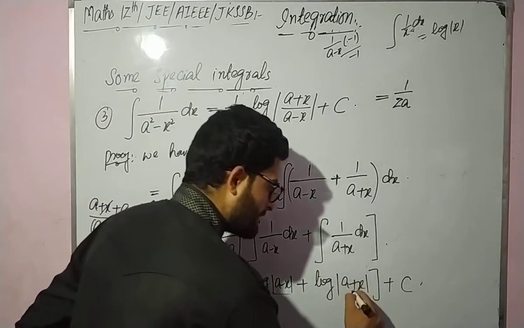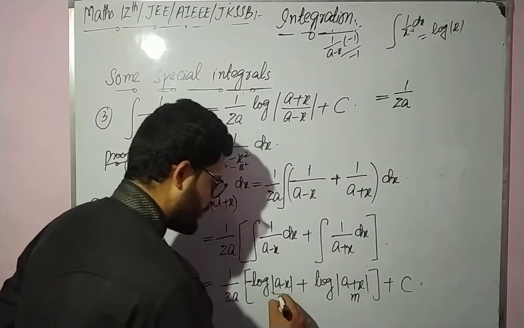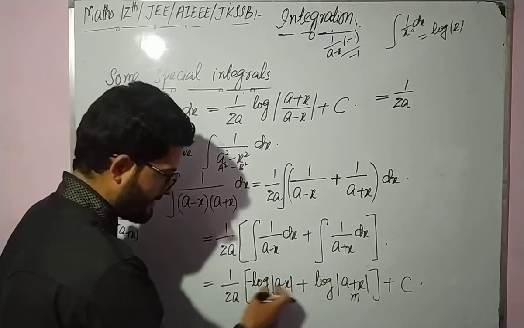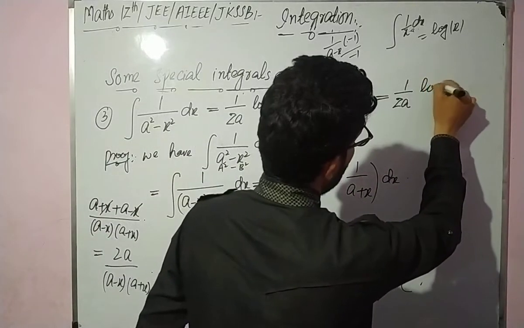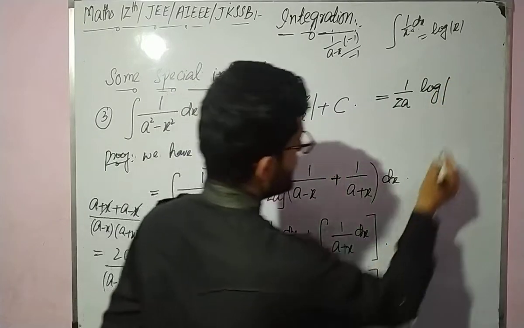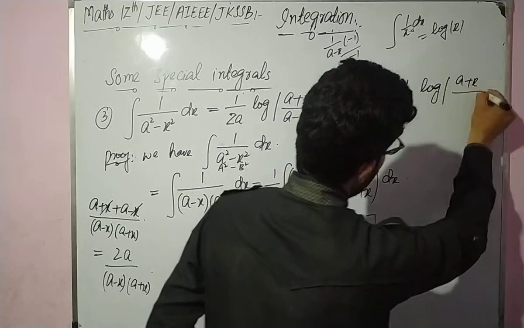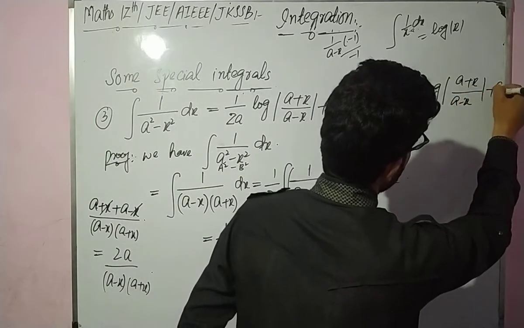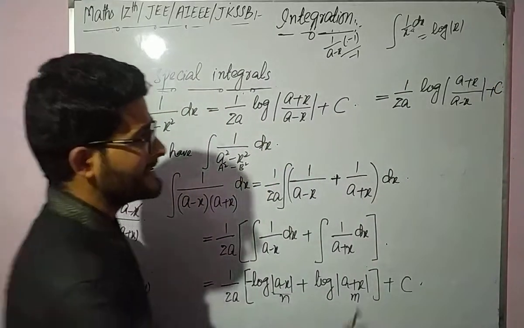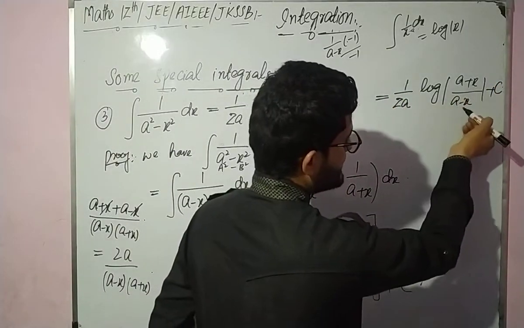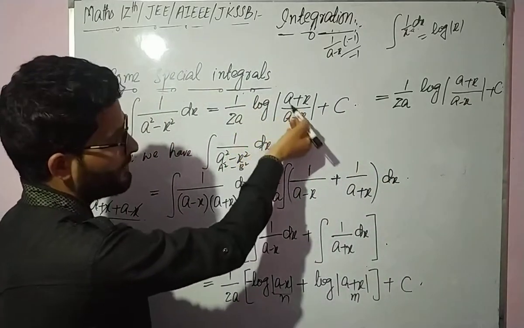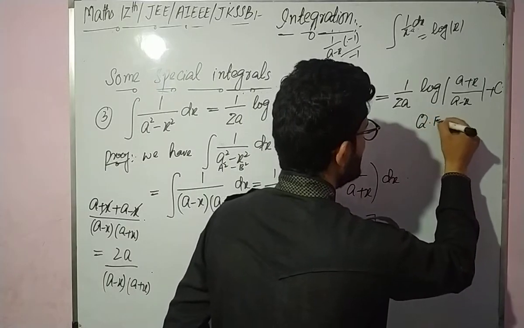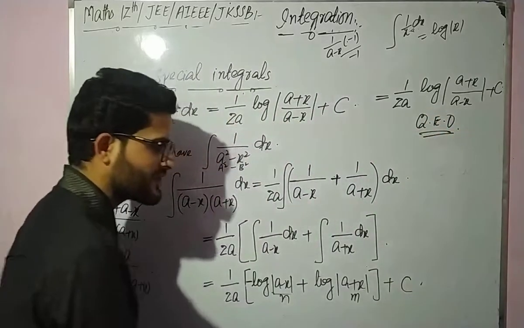अब log of mod of a plus x जो है इसको हम ट्रीट करेंगे as m और इसको ट्रीट करेंगे as n. So log m minus log n, obviously log m divided by n. So that is equal to log of mod of what is m, a plus x divided by what is n, a minus x, plus c the constant of integration. So the result is 1 divided by 2a log of mod of a plus x divided by a minus x plus c. यही प्रूव करना था, hence proved means QED quod erat demonstrandum.